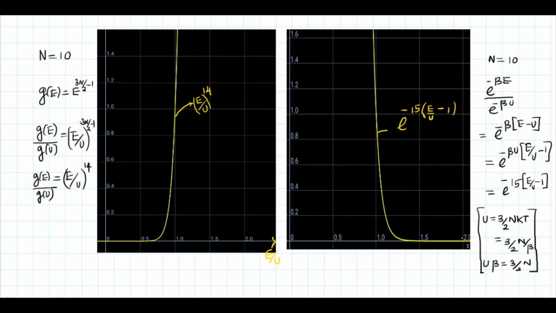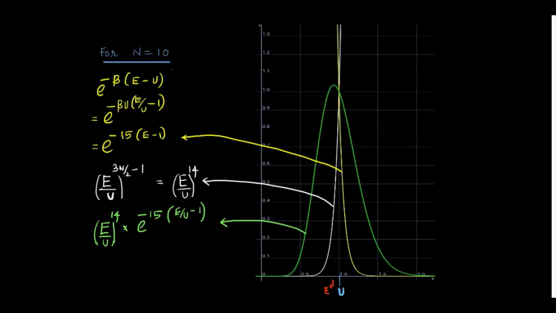So again, on the x-axis, we are representing e by u. So when e by u equal to 1, this becomes e raised to 0. E raised to 0 is 1. Okay. As e by u increases, it will exponentially decrease. So this is density of states. This is Boltzmann factor. Okay. Now I will take the product of those two. I will take the product of e by u raised to 14 and e raised to minus 15 into e by u minus 1.